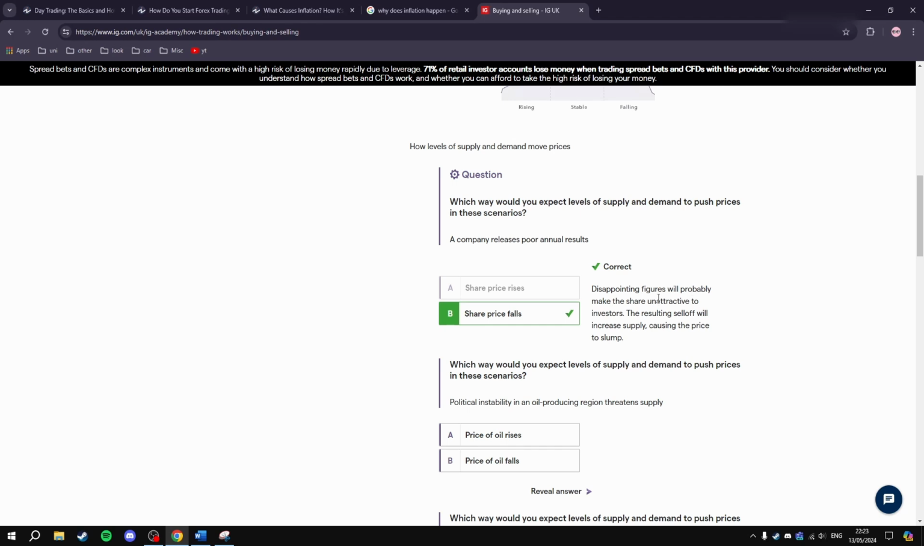Disappointing figures will probably make the share unattractive to investors. The resulting sell-off will increase the supply, causing the price to slump.